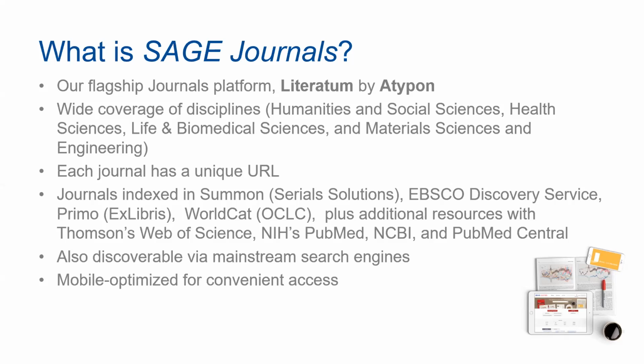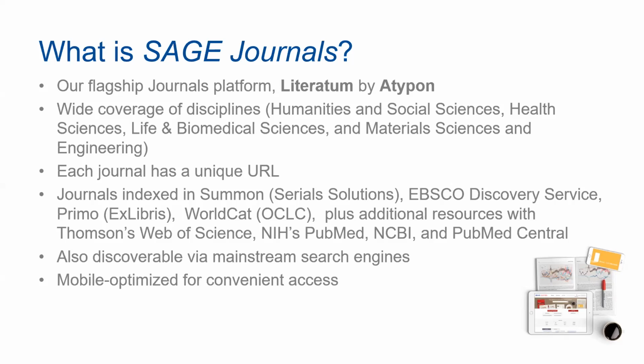We attempt to make our journals content as discoverable as possible through a number of different systems. We index our content in Summon, EBSCO Discovery Service, Primo, WorldCat, and additional aggregators such as Web of Science, PubMed, NCBI, and PubMed Central. So you can enable full text links using some of those aggregators. We also make the content discoverable via mainstream search engines such as Bing and Google.